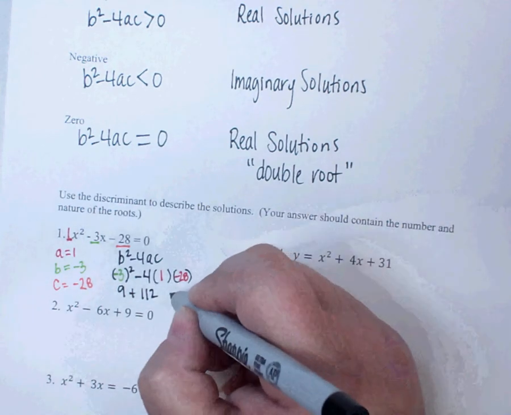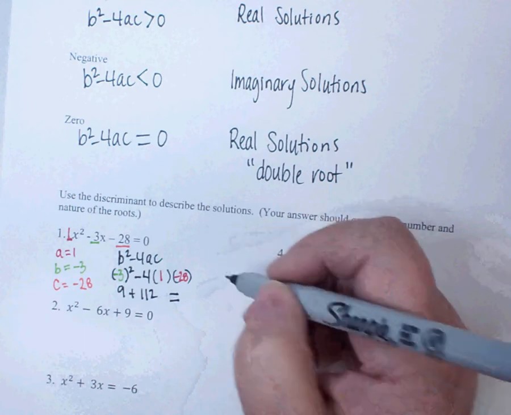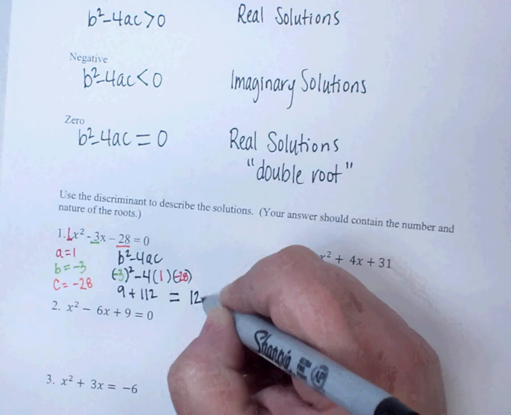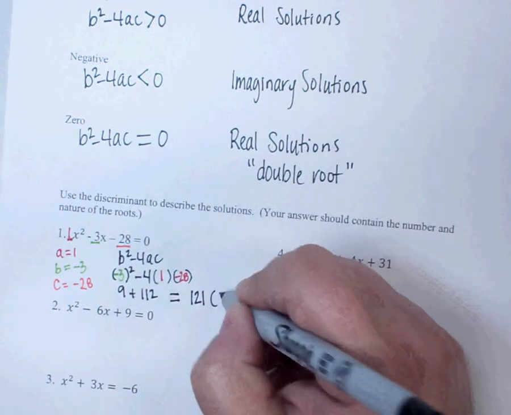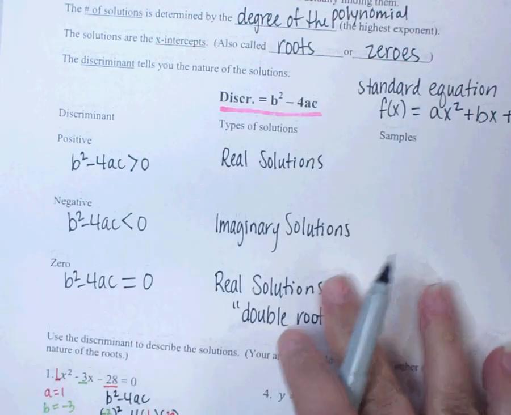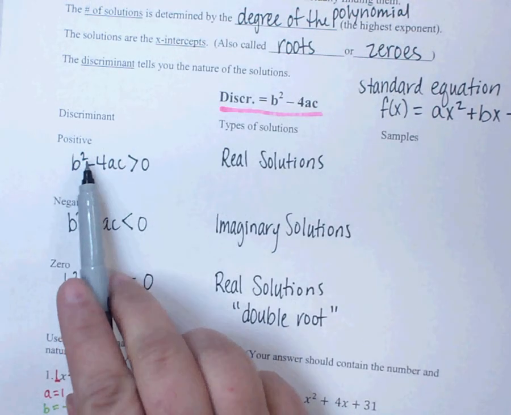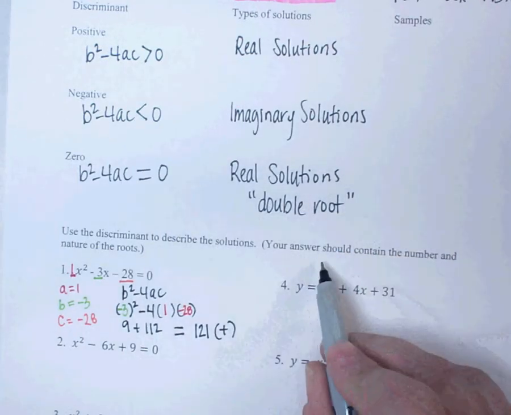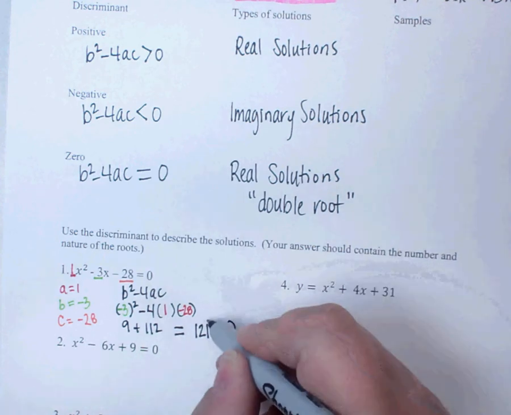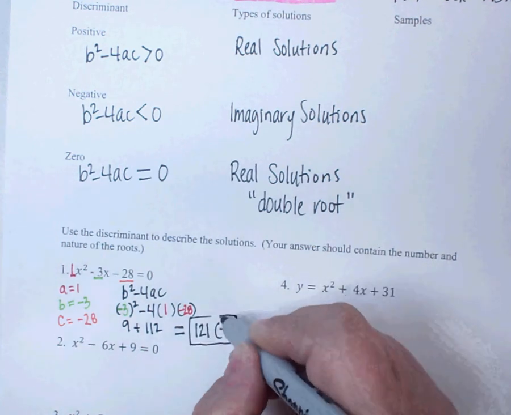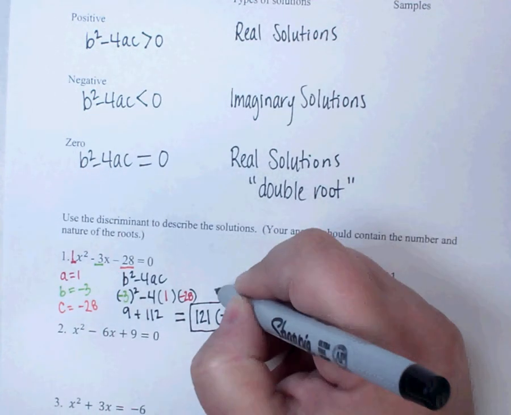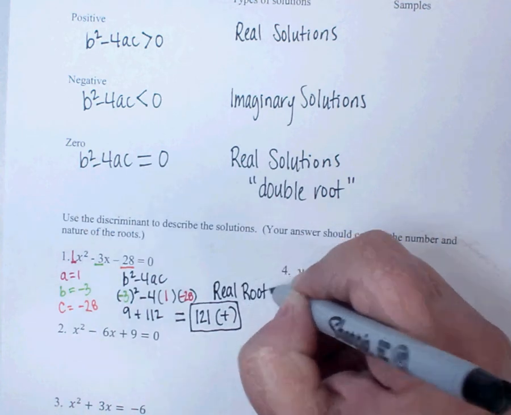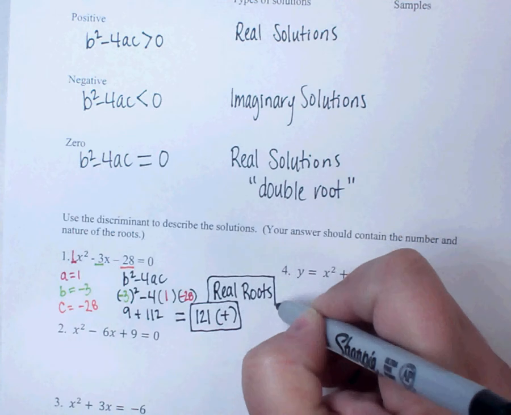So b squared minus 4ac, we can see, is a positive number, which is positive 121. So the discriminant is positive, so we go back up here and we say, okay, what are my solutions going to be? They are going to be real solutions. It says your answer should contain the number, so we have 121. That's what the discriminant came out to be. And then we also know that my roots are going to be real roots. And that just means that they're going to be real numbers.